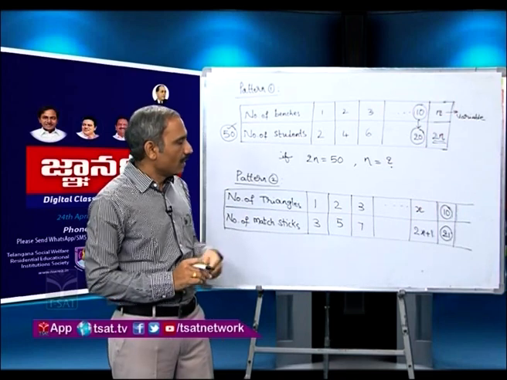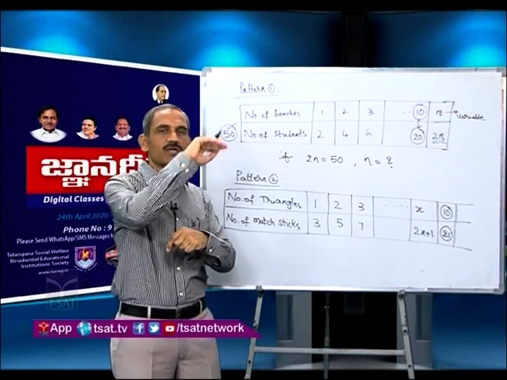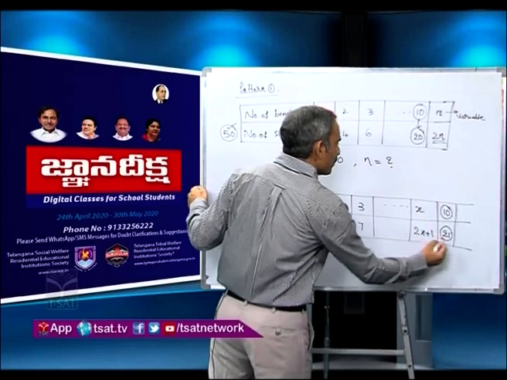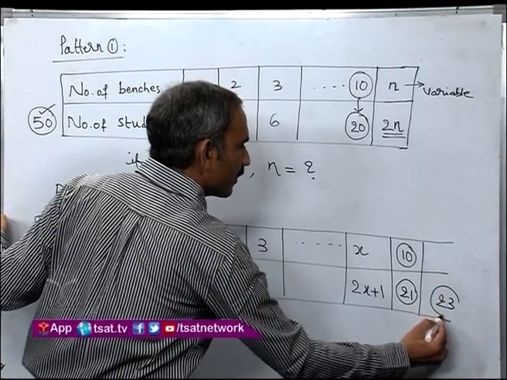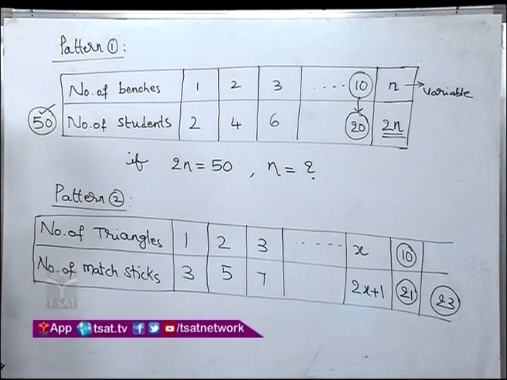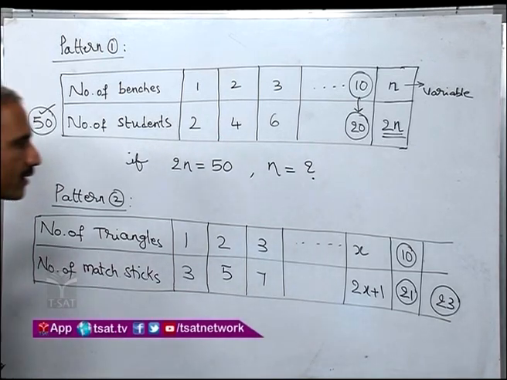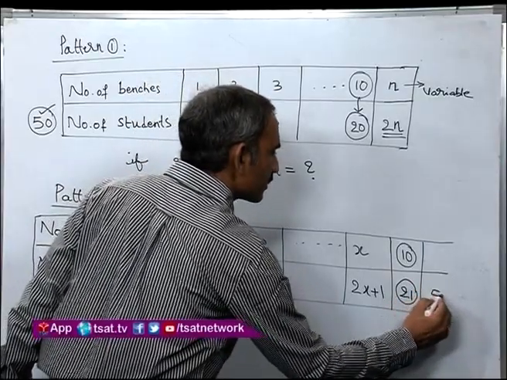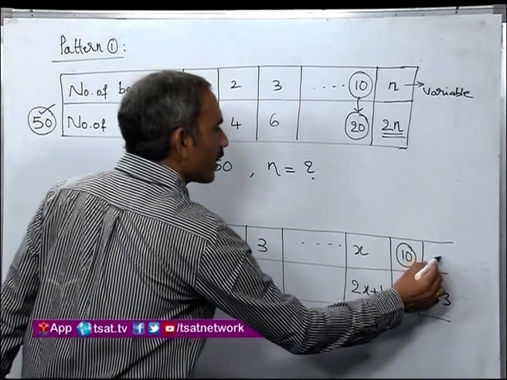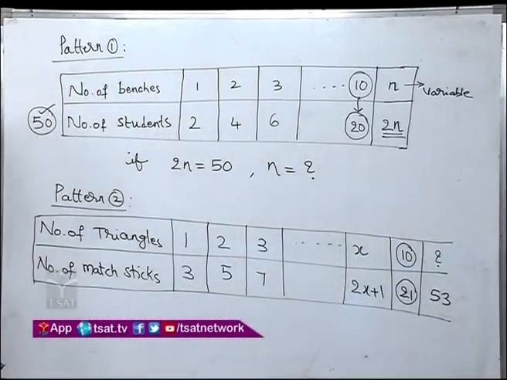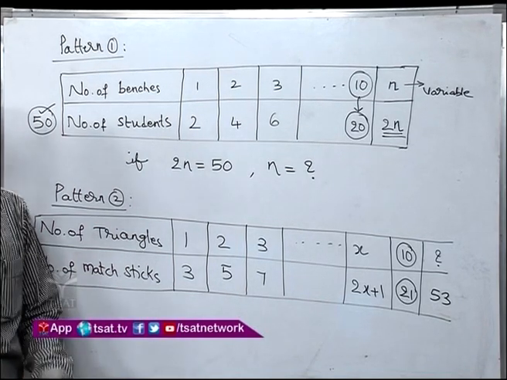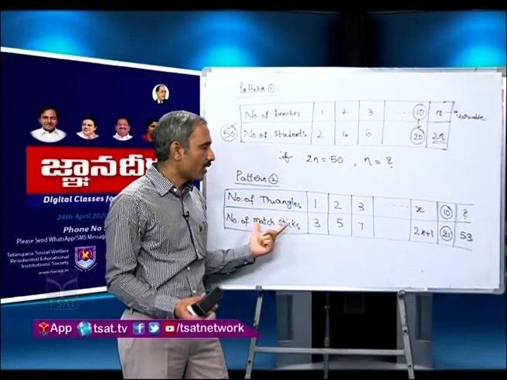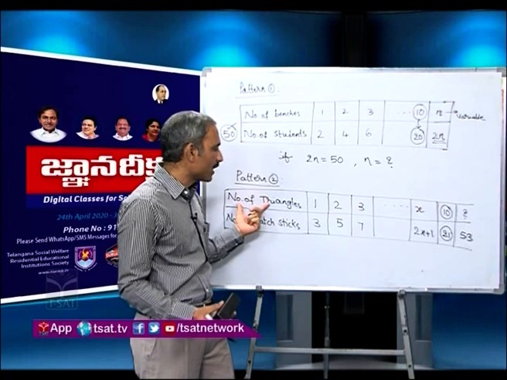Am I right? Now, again here also I am going in reverse order. That means, if I have 53 matchsticks, let us take 53 matchsticks, then how many triangles will be formed? That means, here the number of matchsticks is given, you have to find the number of triangles.